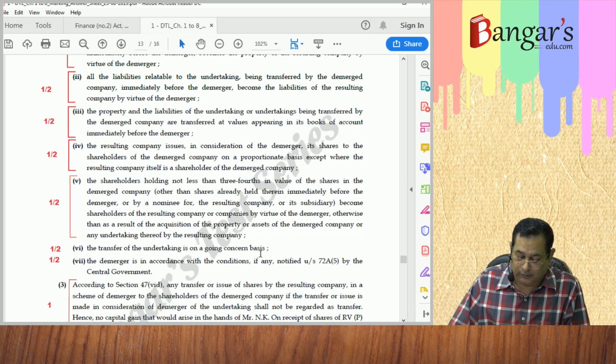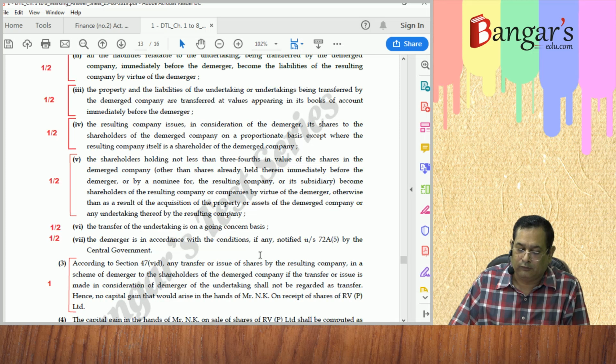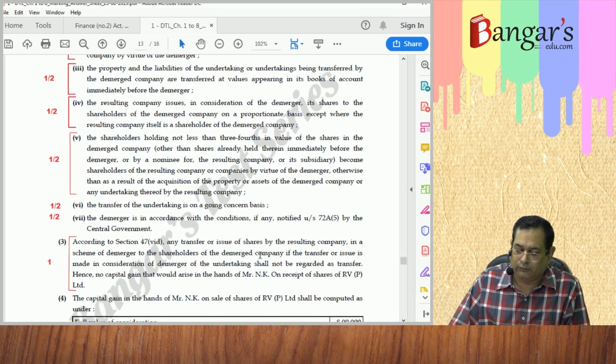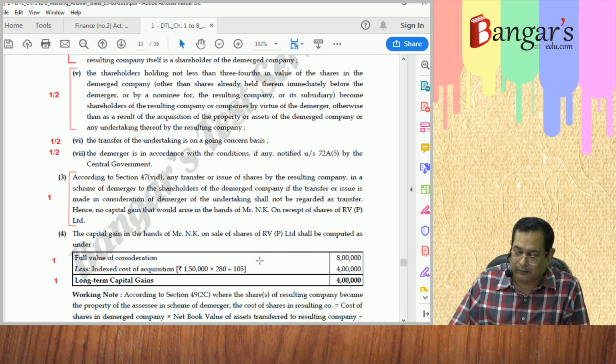Then question number 3 was to compute the capital gains that would arise in the hands of NK. When any shareholder of the demerged company receives any shares in the resulting company, the same is not regarded as a transfer, and hence no capital gains will arise on receipt of shares of the resulting company. When the resulting company's shares are sold, then capital gains arise. Then compute the capital gains that would arise on sale of shares of RV Private Limited. So it sold the same for rupees 8 lakhs.